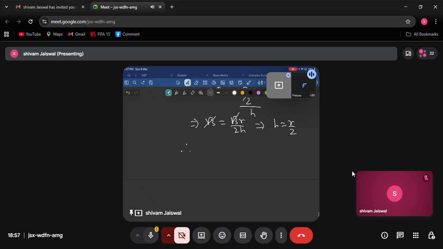Therefore, area is 16 root 3, which is equal to half into r by 2 into base, that is root 3r. From here root 3 gets cancelled, and r square comes as 64. This implies r is equal to 8. So this is the side of the triangle.